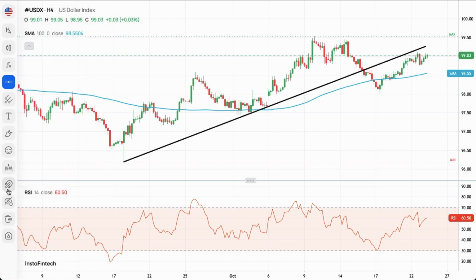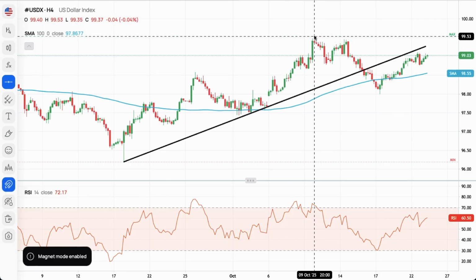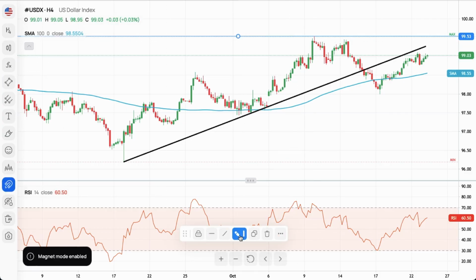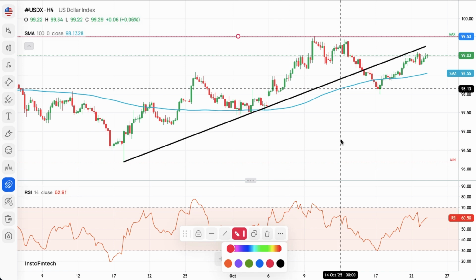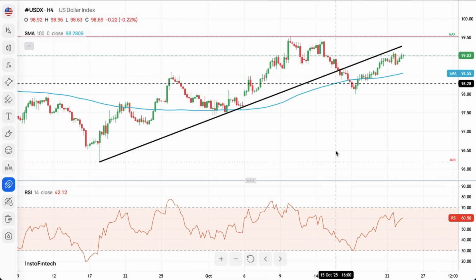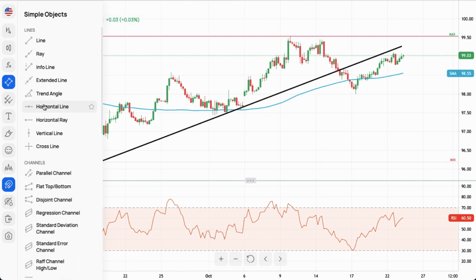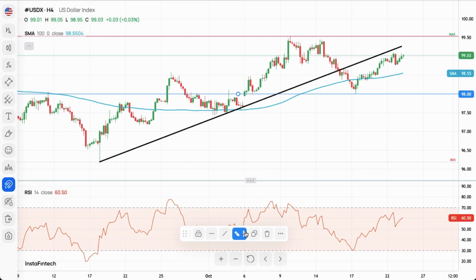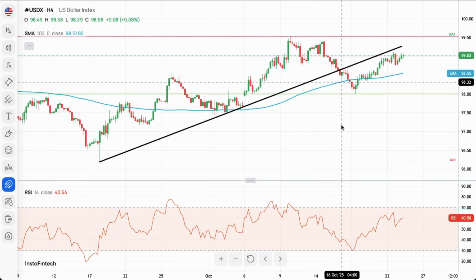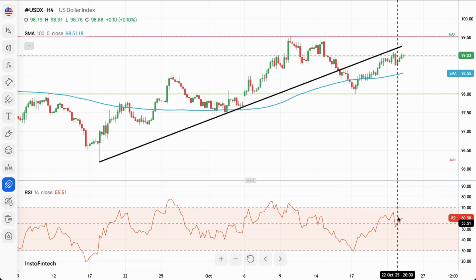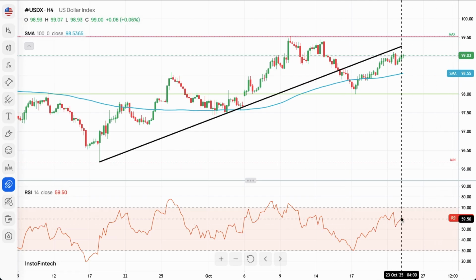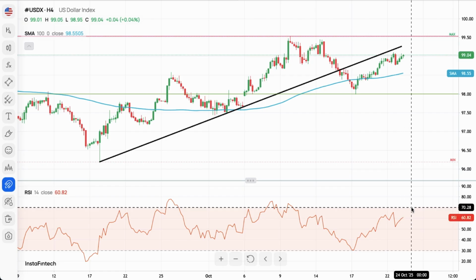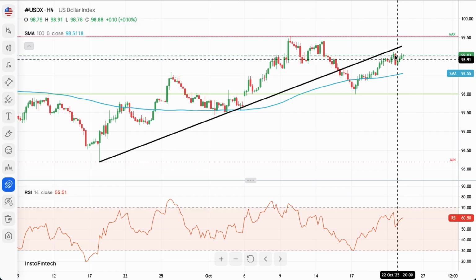Local high is located at 99.53, so this is the technical resistance, and that's the target for the bulls. A local support is obviously located here, the low from October 17th, 2025. Right now the market is moving higher with this kind of momentum, 60 points, strong positive momentum. There is a high chance that this market will hit the extremely overbought conditions and even test the trend line.